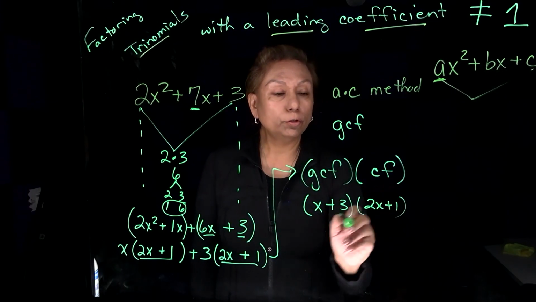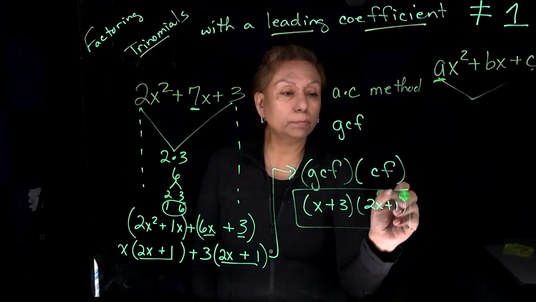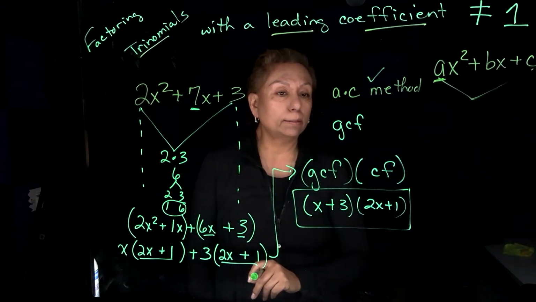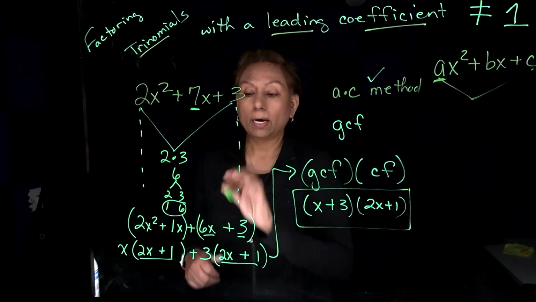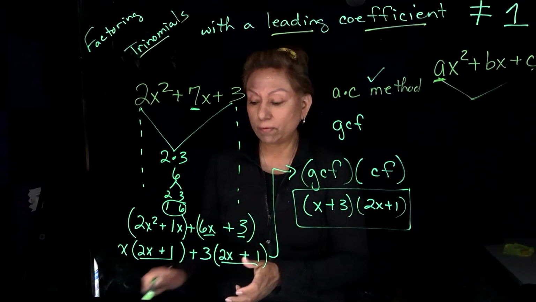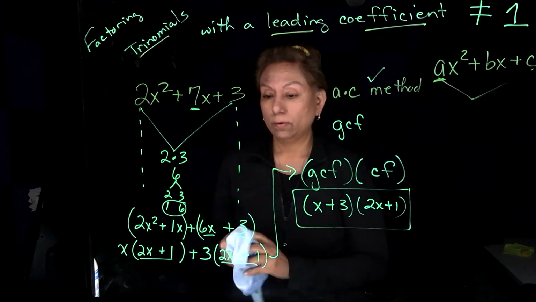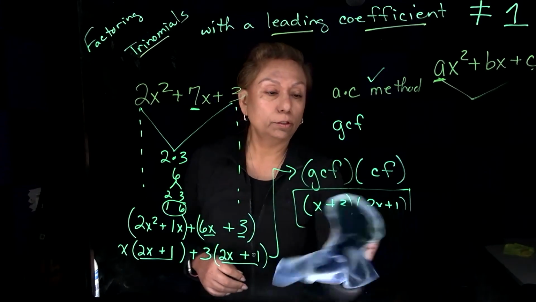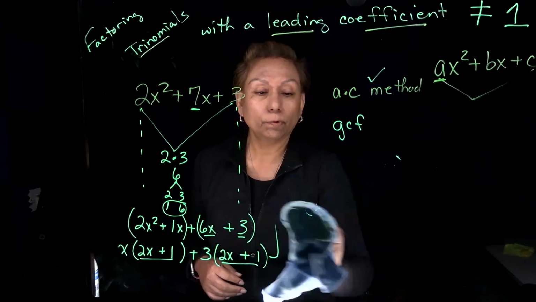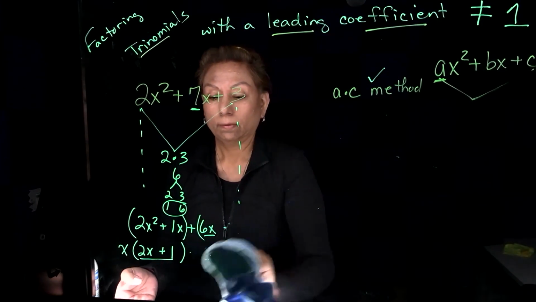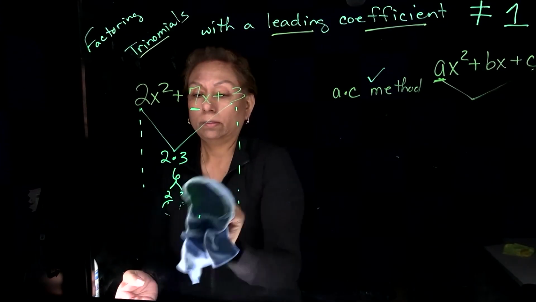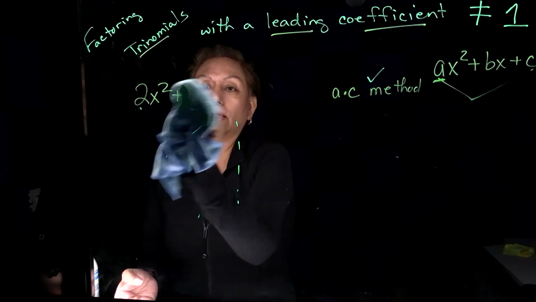So once you have your 2 binomials, you have factored completely using the AC method. So this is nice because of the positives. Now we want to try it when you have a negative. All right, so we're going to do the same process. We're going to have to adjust our signs. All right, so AC method.